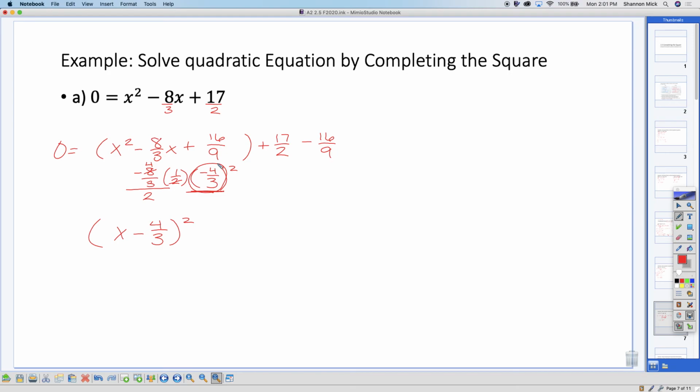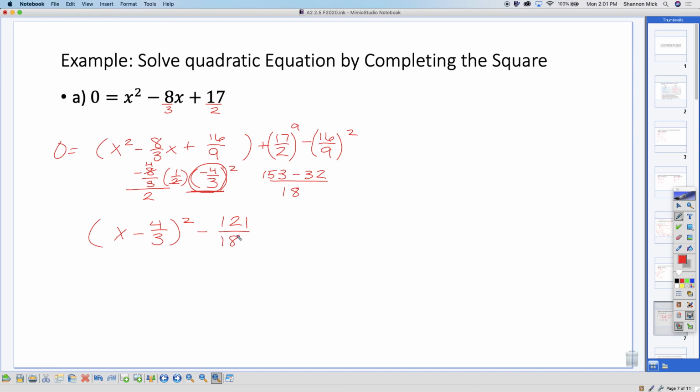So now over here I need to get common denominators, yes? So I have to multiply this by 9, and this by 2. So my common denominator is going to be 18. So 9 times 17 is 153, minus 32. I just multiplied 9 times 17. So now 153 minus 32 is 121. 121 over 18.